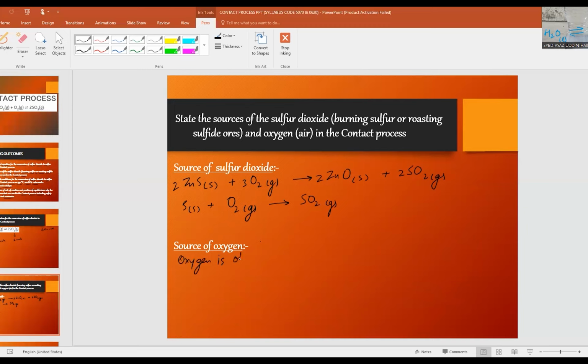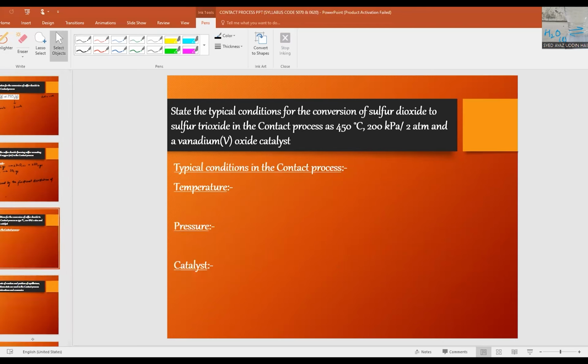Oxygen is obtained by the fractional distillation of liquid air. In this process, air is liquefied first and then slowly warmed.